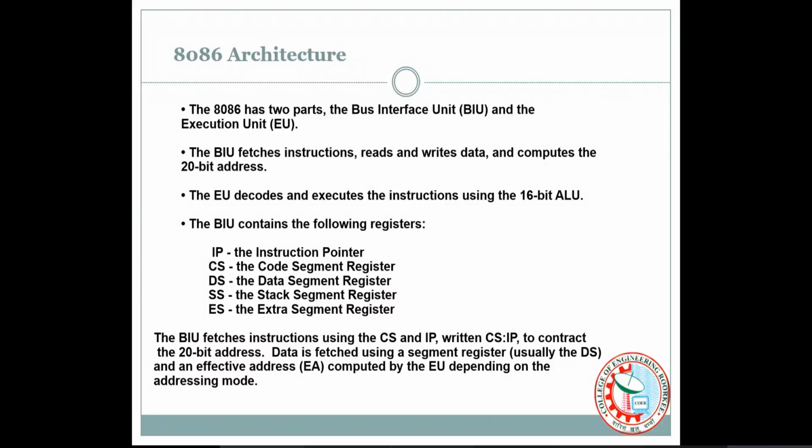Fine. Next part we have is EU, execution unit. Like it says, execution unit will be doing the decoding and the execution. Fine. I told you the microprocessor works in three steps: fetch, decode, and then execute. So the first part will be done by the BIU. Second and third part will be done by the EU.